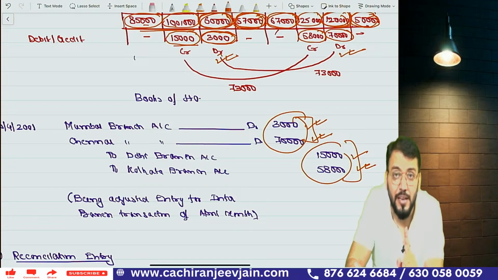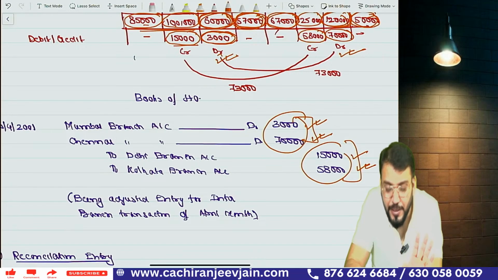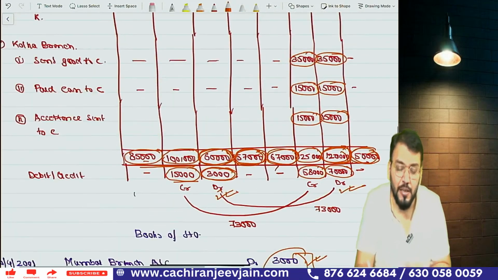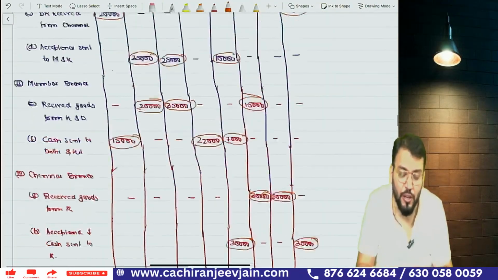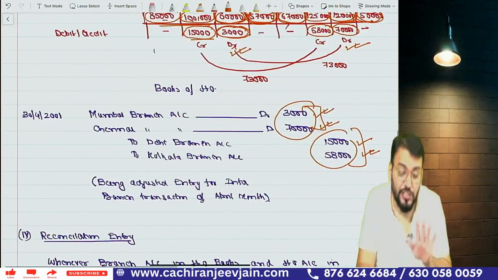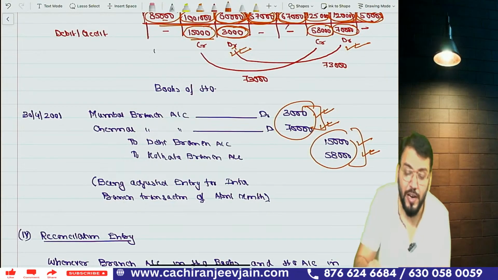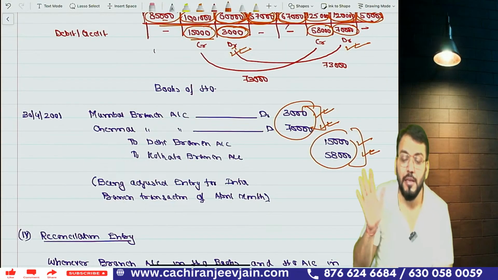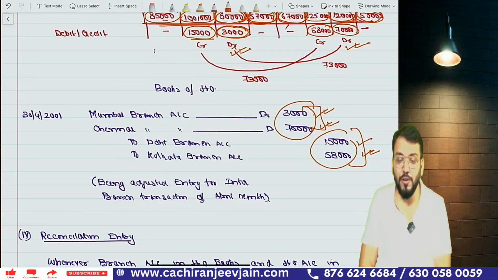So this becomes one reconciliation entry in the books of head office for all the transactions between branches at the end of April month. Have you understood? So only one reconciliation entry, but you need to prepare this statement of reconciliation. This is quite a possible question in the exam. Have you understood this? Respond.